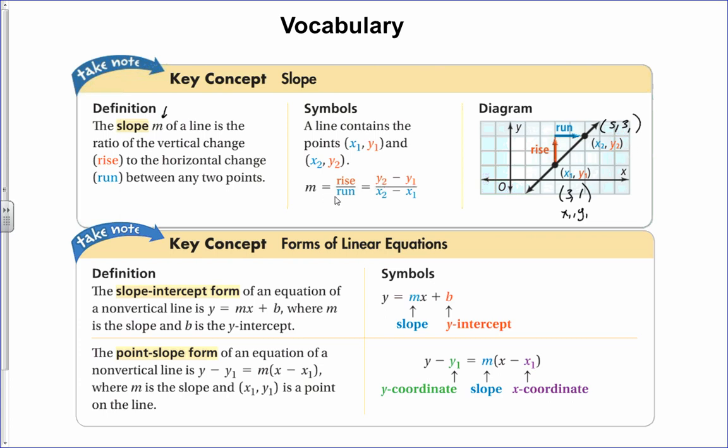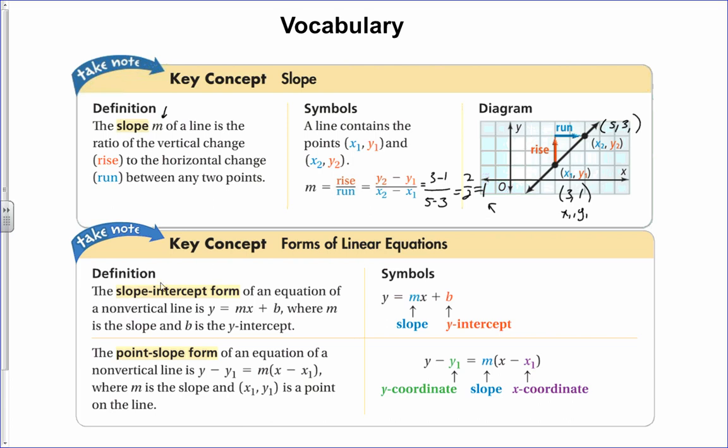So m equals rise over run, which is y2 minus y1, so in this case 3 minus 1, over x2 minus x1, which is 5 minus 3. Alright, so this would be 2 over 2, which equals 1, so this line has a slope of 1.